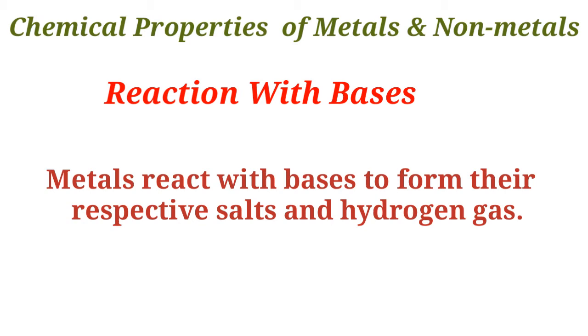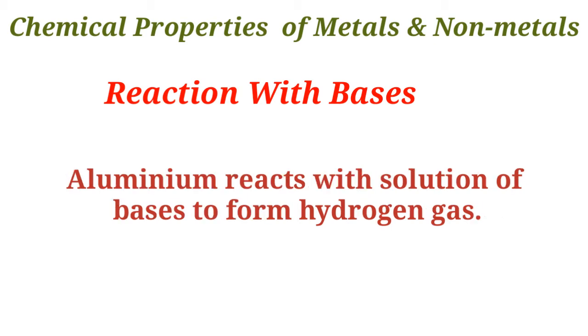You have prepared a fresh solution of sodium hydroxide now. Add a piece of aluminium foil to the solution. You can see tiny bubbles of gas in the solution. Bring a burning matchstick near the mouth of the test tube. You will observe that the gas catches fire with a pop sound. The pop sound indicates that hydrogen gas is evolved during the reaction. So we can conclude that aluminium reacts with a solution of base to form hydrogen gas. Here the base used is sodium hydroxide.